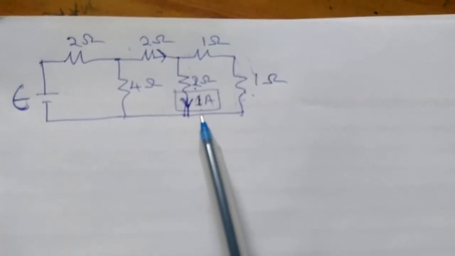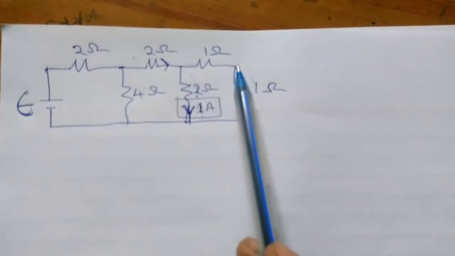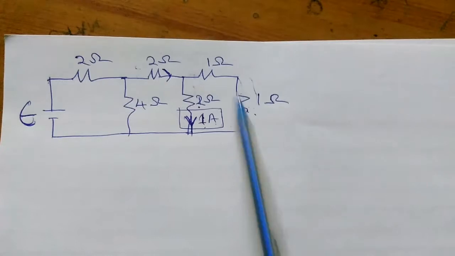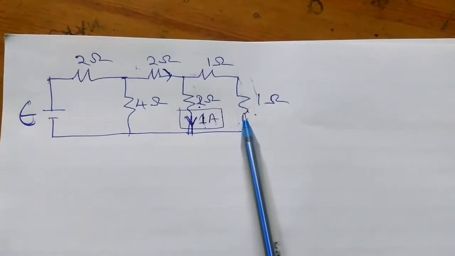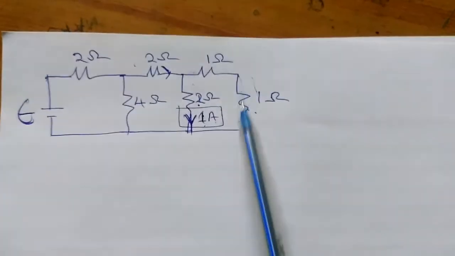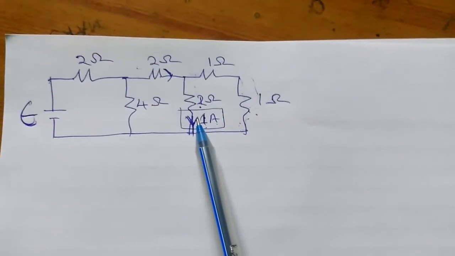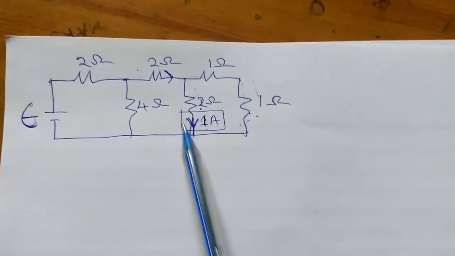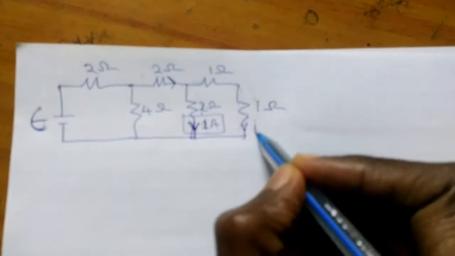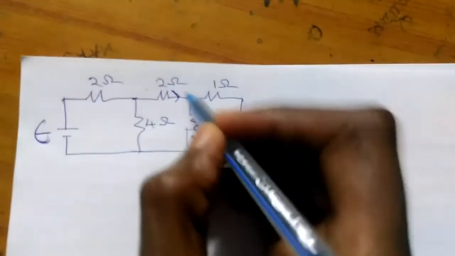So in this problem, the current across the 2 ohm resistor is 1 amp, and if you consider this branch, these two resistors are connected in series. That means these two will come to 2 ohm. If two equal resistors are connected in parallel, the current will be equally divided. So if 1 amp current flows in this branch, exactly the same 1 amp current will also flow in this branch. So 1 plus 1 is 2 amps.